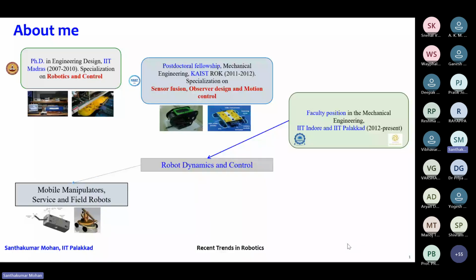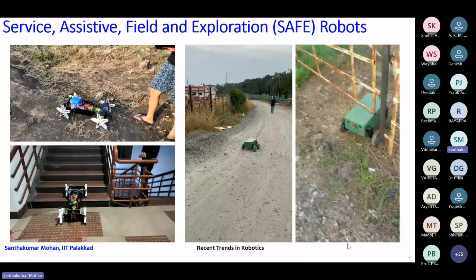When I was in Indore, I had a center called Robotics and Control. Here also we have the Center for Robotics and Control, but I have a small lab called Service Assistive Field and Exploration Robots Lab, or Robotics Lab. We simply call it SAFE. Here we work on conventional and non-conventional systems. Just for your interest, I have put the non-conventional stuff here.